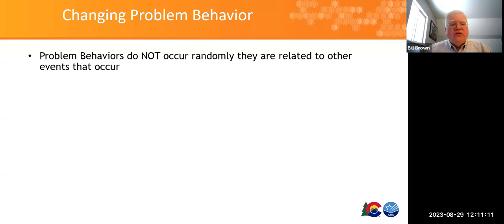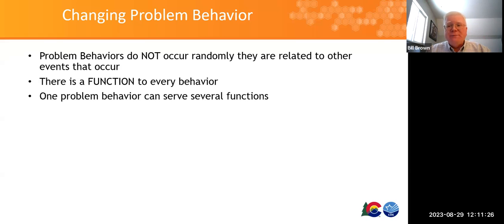All right. So when we're changing behavioral problems, we want to understand that behavior problems do not occur randomly, that there are events that are connected to that, and that there's a function or purpose to every one of those particular behaviors. What can make behavioral programming challenging for school staff or even in the home environment is that one problem behavior can have multiple functions.